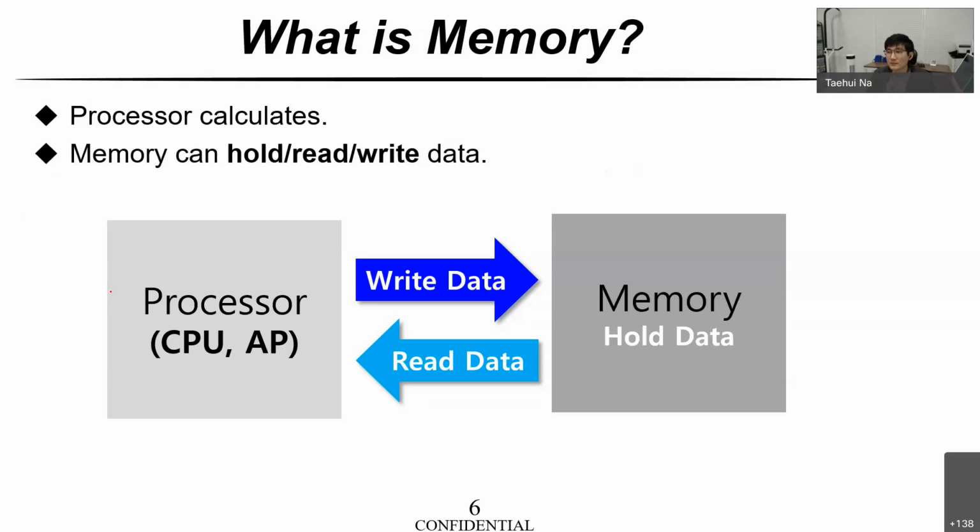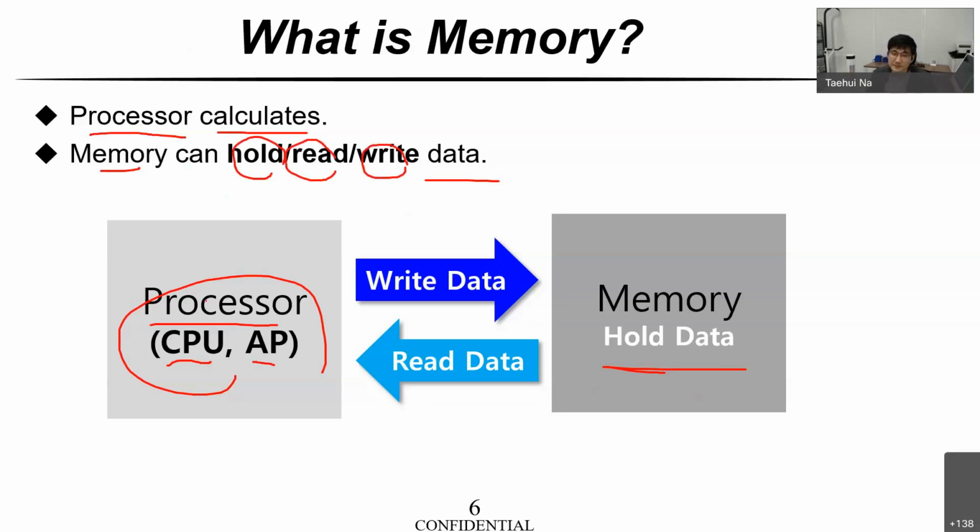Well, in the modern computer architecture, there are two main parts. The one is the processor. It could be the central processing unit in the case of your desktop, or the application processor in the case of a mobile device. And there is another part, which is memory, right? In the case of the processor, what is the major role? The major role of the processor is to calculate data, right? And what is memory? Actually, memory can hold, read, and write data.